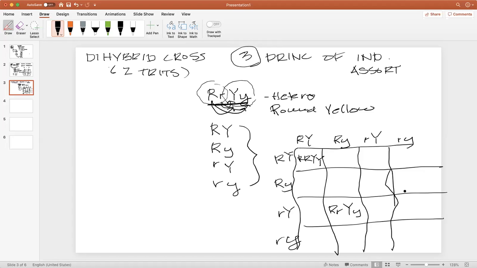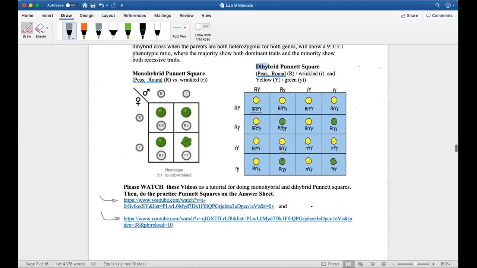Now let's go back to your lab page and I'll show you one that's already filled in. And the reason this is going to be important is you're going to need it for the next exercise, okay? So here is a dihybrid Punnett square, okay? You can see that there are 16 total spaces on this Punnett square, right? So if you count up the squares, there's 1, 2, 3, 4, and you can go on. There are 16 total squares, right?